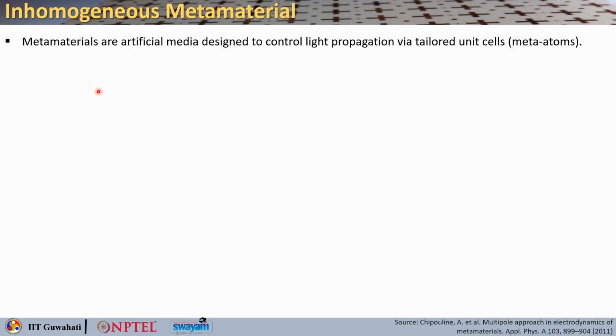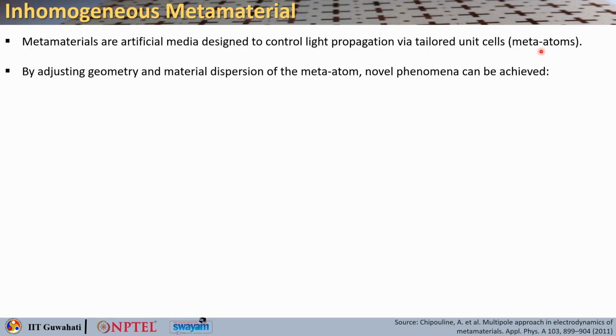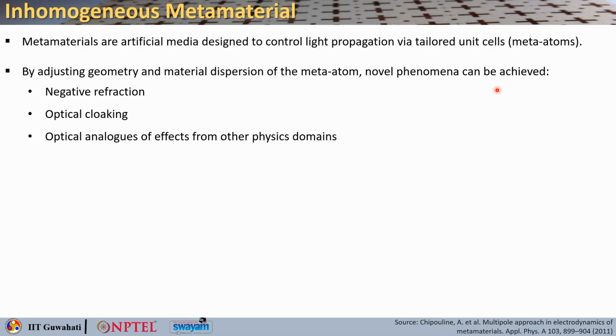Now, what are metamaterials? We have seen that these are basically artificial media which are designed to control light propagation via tailored unit cells, which are also called metaatoms. Now, by controlling the geometry and the material dispersion at the metaatom, novel effects such as negative refraction, optical cloaking, as well as a series of optical analogs to the phenomena known in other physics domains can be observed.